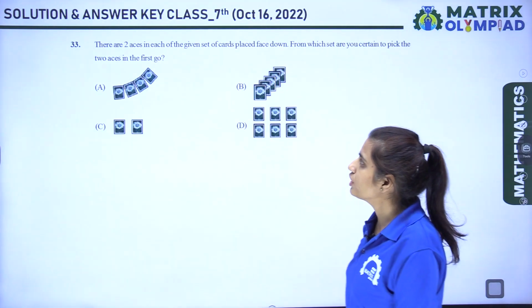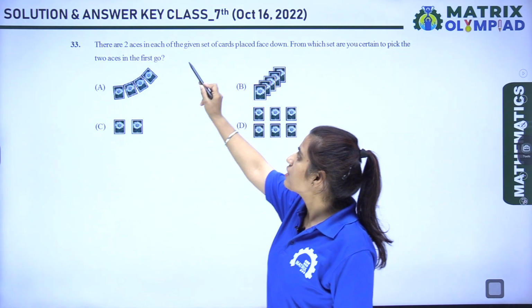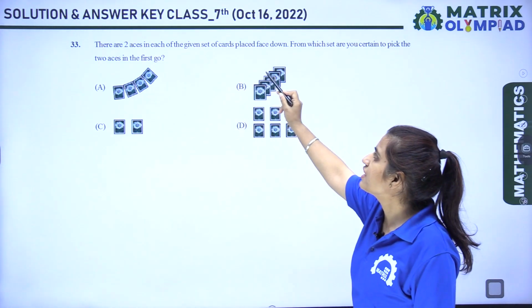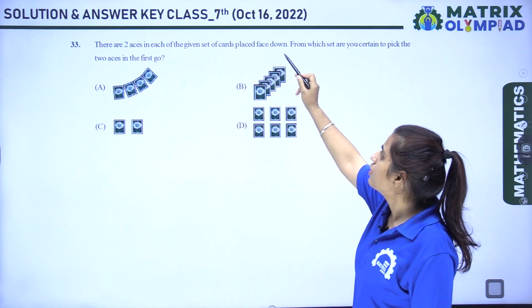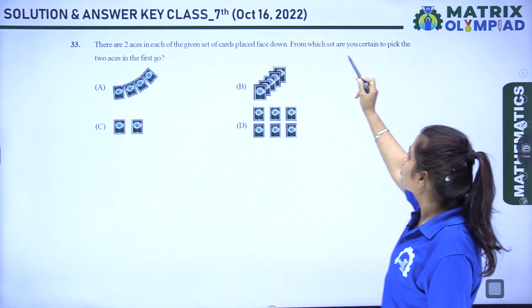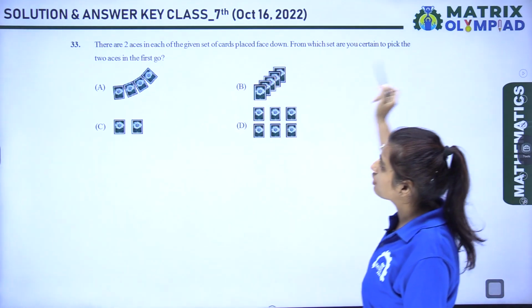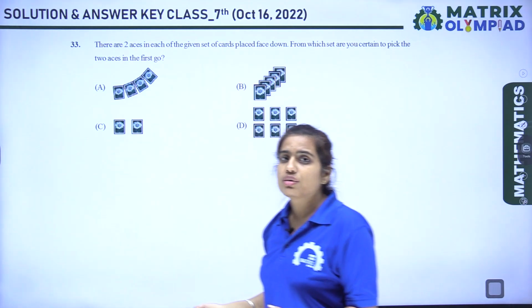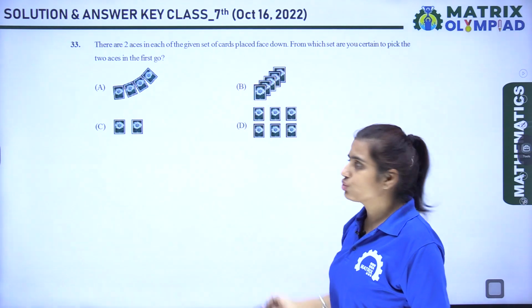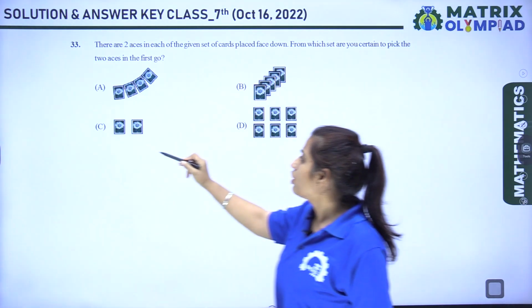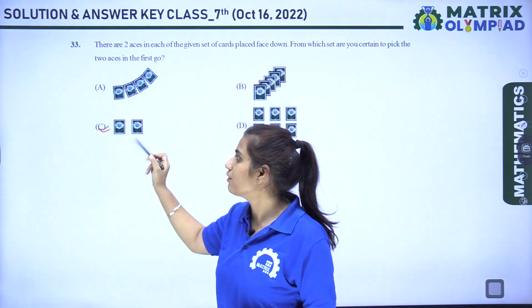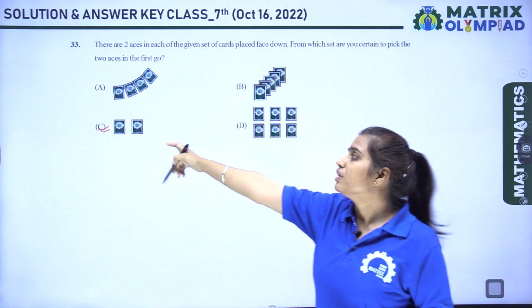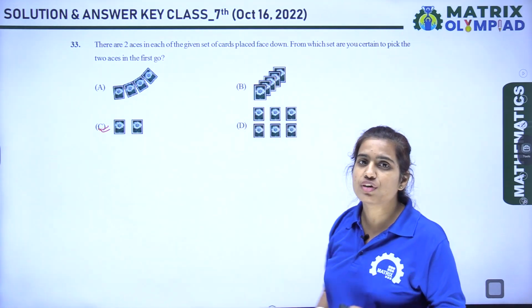Now the next question is, there are 2 aces in each of the given sets of cards placed face down. From which set are you certain to pick the 2 aces in the first go? Now we have to pick the 2 aces in the first go. So here we have option C, in which we have only 2 cards. So we will select option C in the first go.